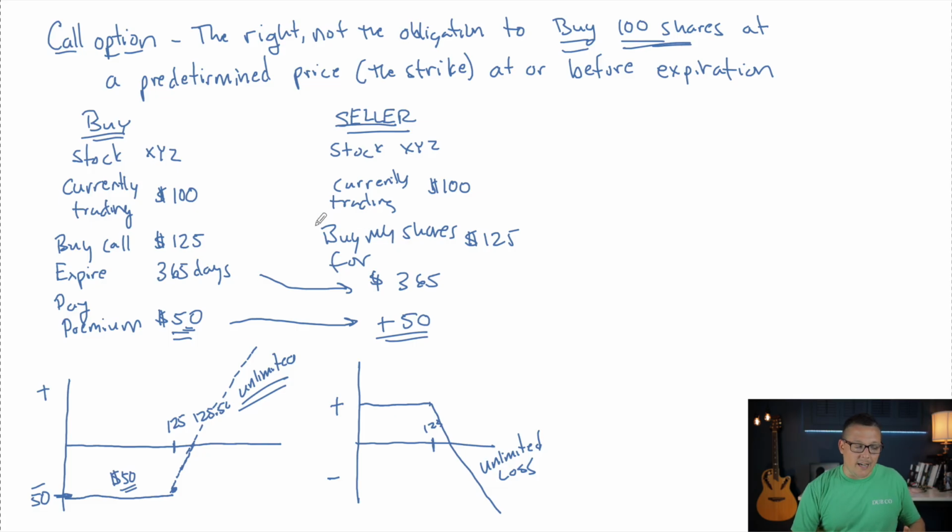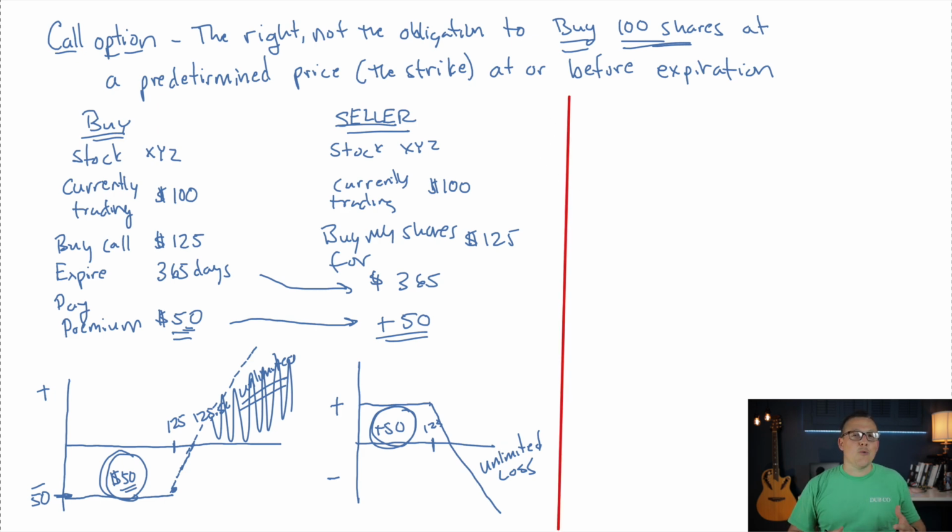So to summarize this, on the buyer side, we have a fixed loss. On the seller side, we have a fixed profit. On the buyer side, we have unlimited potential to win. And on the seller side, we have unlimited potential capital gains that we could have kept if we held the stock. Now let's put this in simple terms.